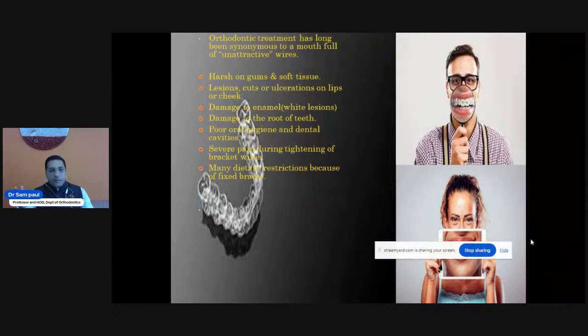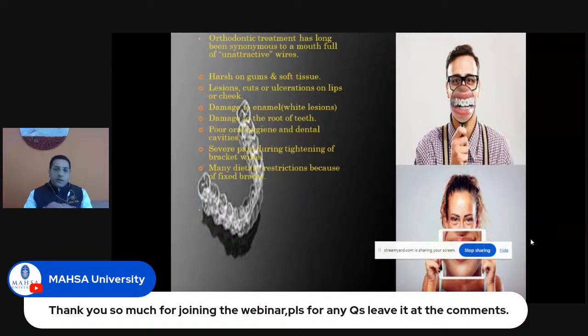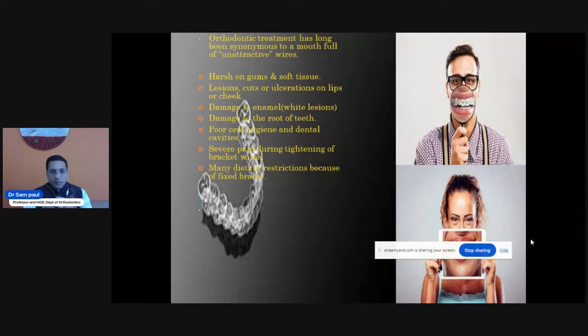I come across many people who are allergic to many metals, or maybe allergic to some elastomeric impressions, all those things. We come across all those people. So then another thing is damage to enamel. When you complete your fixed orthodontic treatment, when you debond the bracket, you could see some white lesions on the enamel. Sometimes damage to the root of the tooth when excess pressure is applied onto the teeth or for a longer time. So it could damage the root of the teeth.